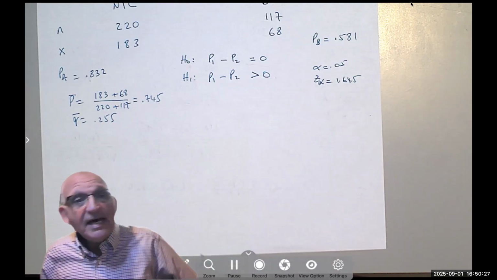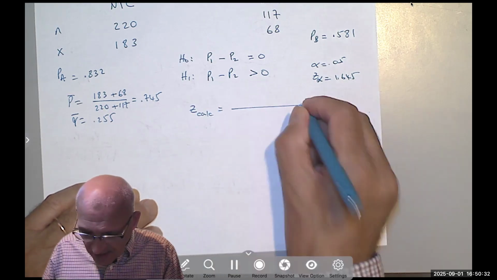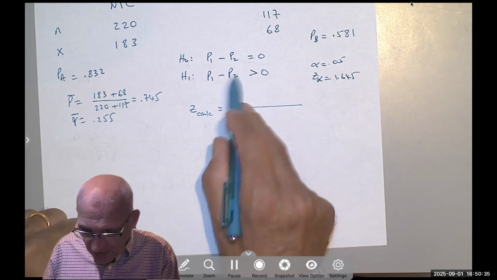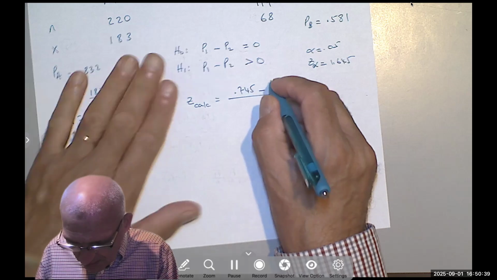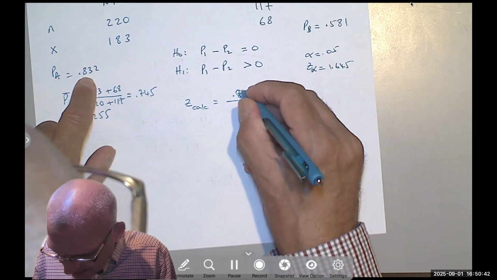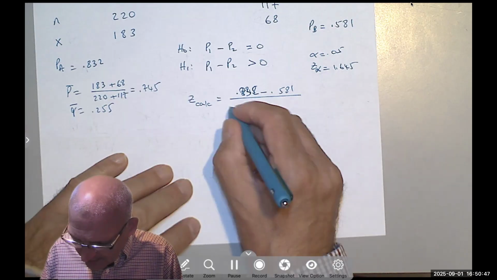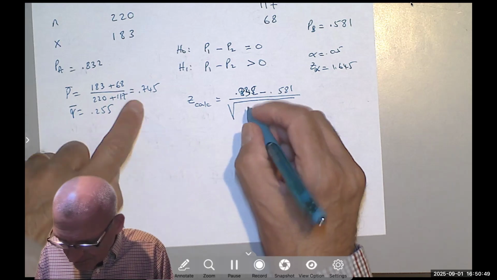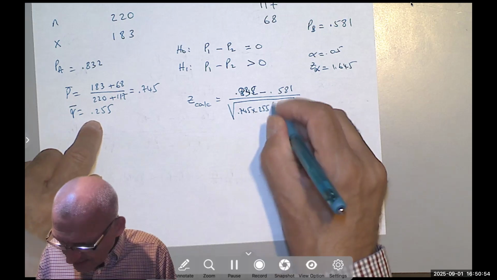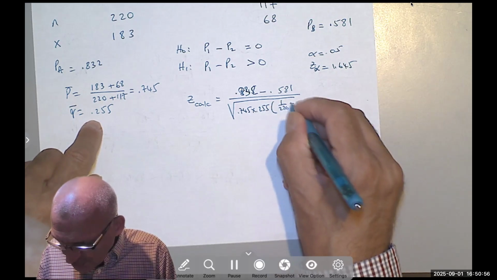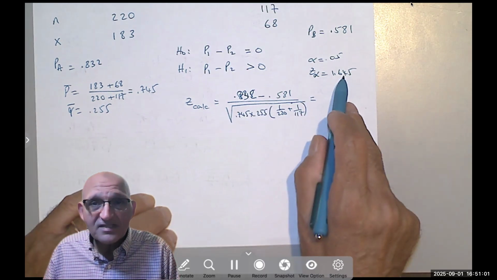Okay. Now let's calculate Z calc. Notice we are starting with P1. So we say 0.745 minus 0.832 minus 0.581 divided by the square root of 0.745 times 0.255 times 1 over 220 plus 1 over 170. And see if that's greater than 1.645.